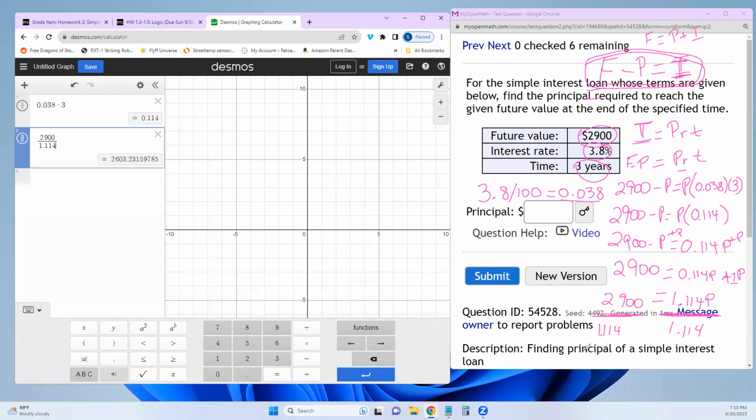And that tells us that p is 2,603.23. I'm going to round to 2 decimals. The decimal after the 3 is a 1, so I'm just going to keep it at a 3. And so that means, P is money, so that means we started with $2,603.23, and we ended with $2,900.